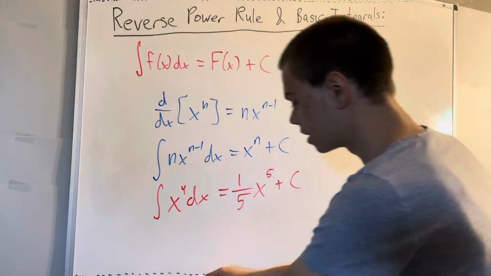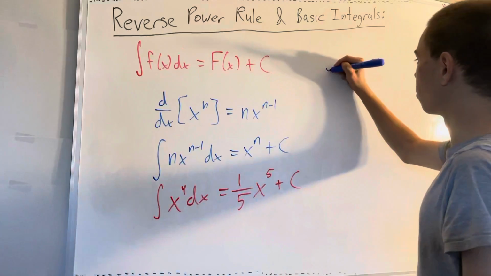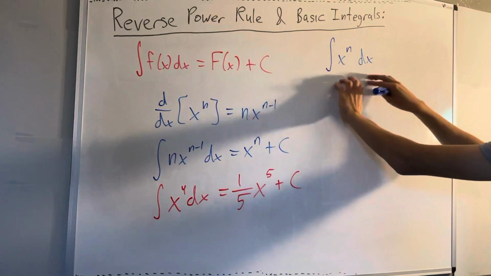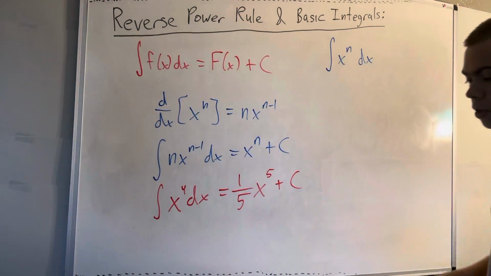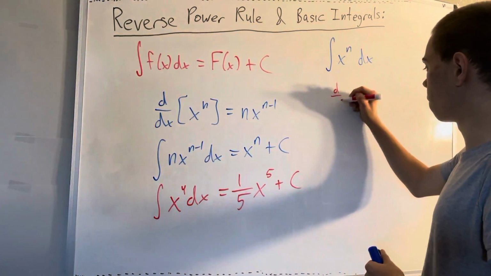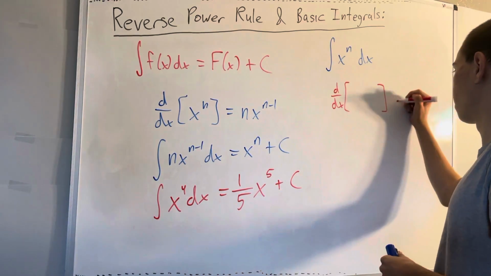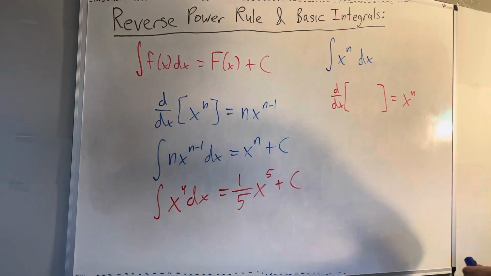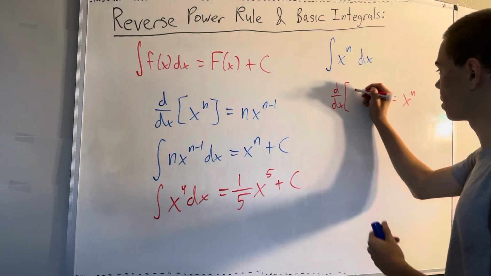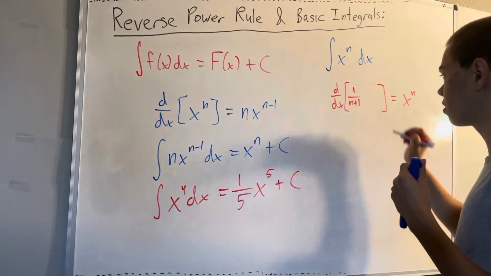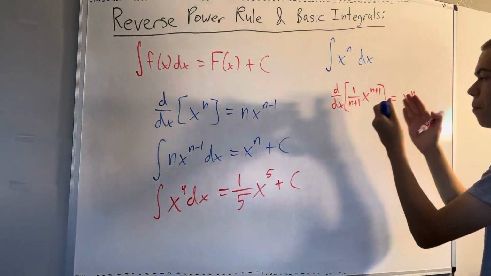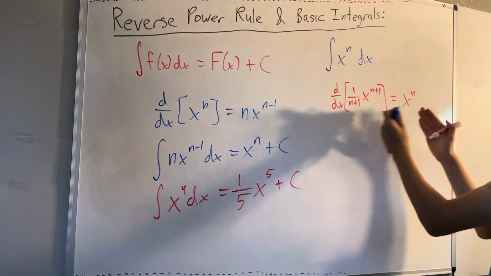And so what we're basically doing is we're taking the integral of x to the power of n. So what would this equal? Well, pretty much the question that we're asking is, the derivative of what results in x to the n? So what would this be? Now it turns out what you would get is 1 over n plus 1 times x to the power of n plus 1. Because if you were to apply the power rule to this, you will get x to the n.